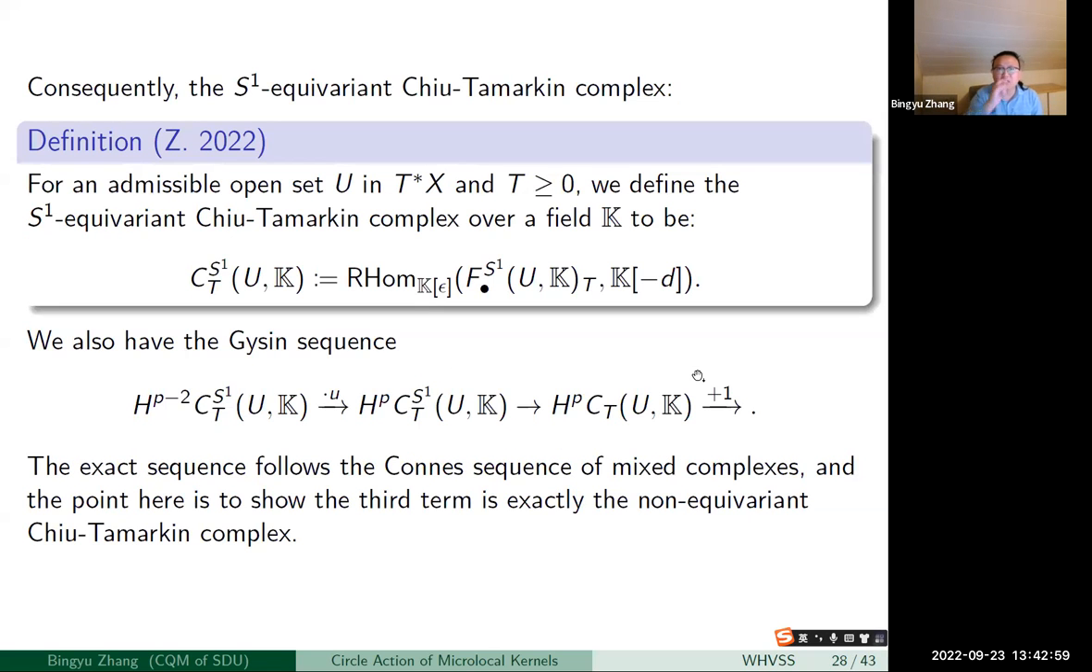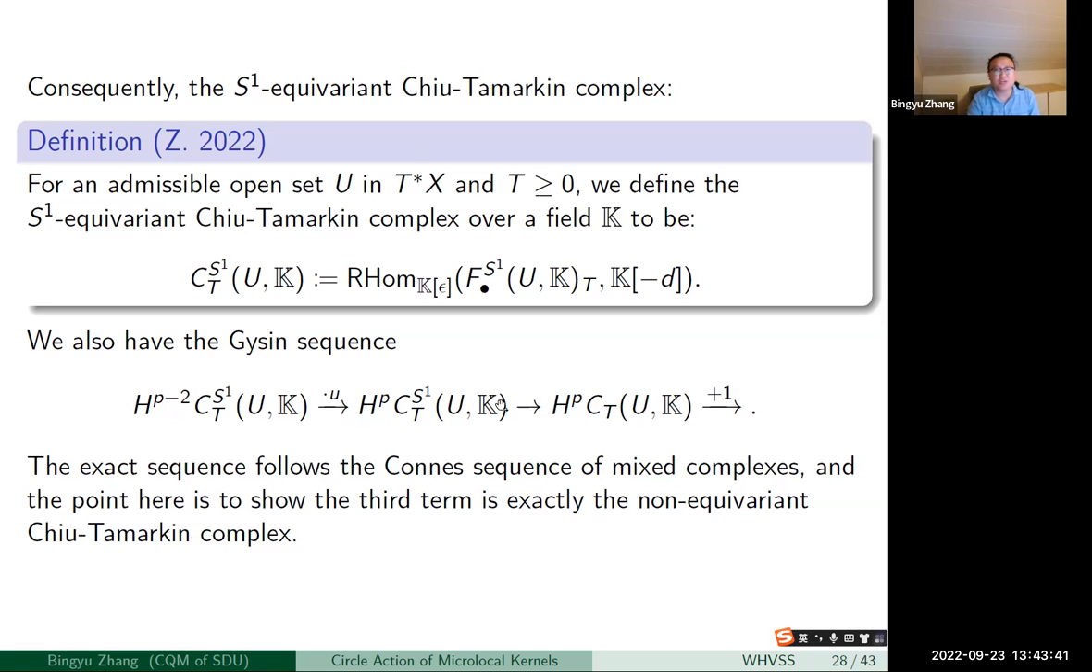Okay. After the procedure I described before, we obtain the full theory of F S1, and then we define the S1 equivariant Chiu-Tamarkin complex as follows. As a direct consequence of the definition, we will have a Gysin sequence in this way. It's routine to obtain the Gysin sequence for the mixed complex, but the point is that we need to prove the third term is a non-equivalent one, but we can't do that.